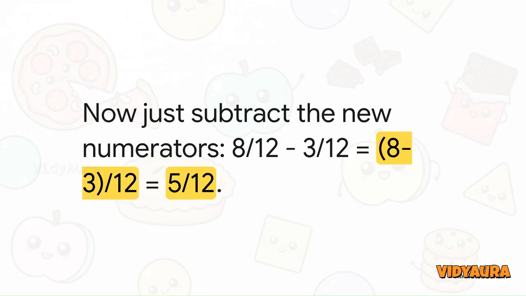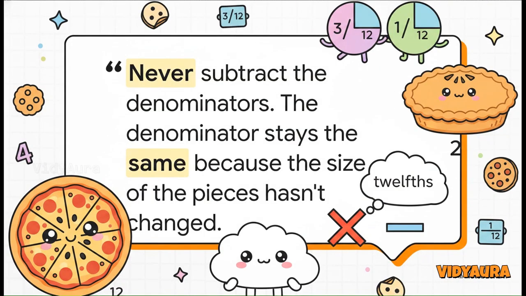Fantastic job! Before we finish, I have to give you a common mistake alert. Please, please, please never, ever subtract the denominators. Think about it. The denominator tells us the size of the pizza slice, right? In our last problem, we were working with 12ths. We are just changing how many slices we have, not the size of the slices themselves. The size doesn't change, so the denominator stays the same.